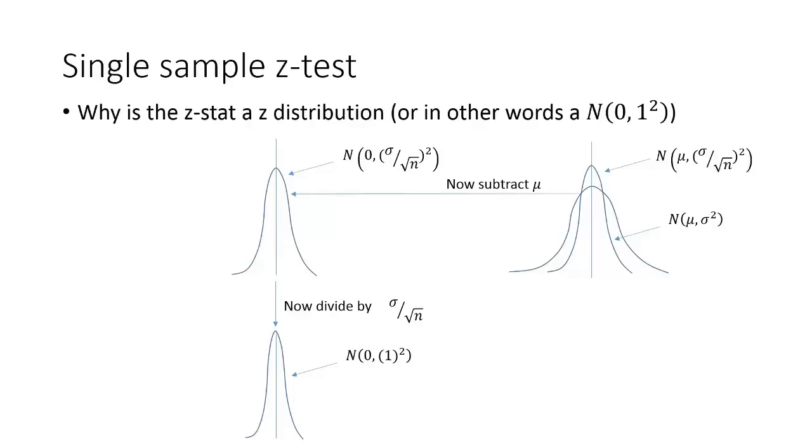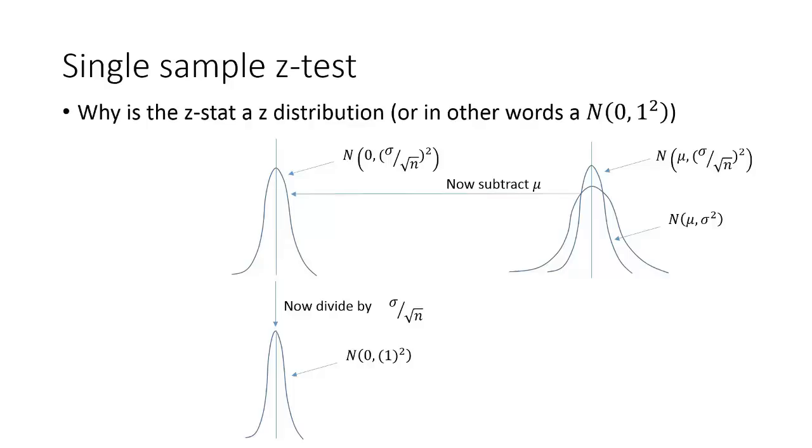But ultimately, when you divide the normal distribution, which is already centered around 0, all you're doing is either stretching the distribution or crunching it. You can think of it as scaling it, and now you have a standard deviation of 1. So that's how you get the whole idea of the z-stat.